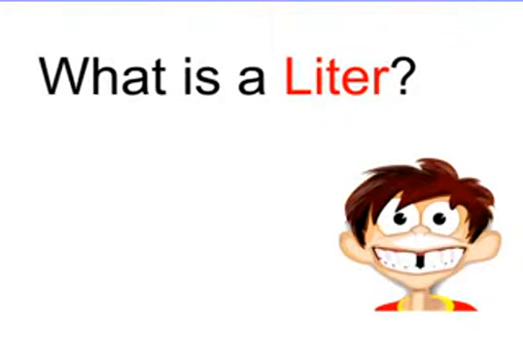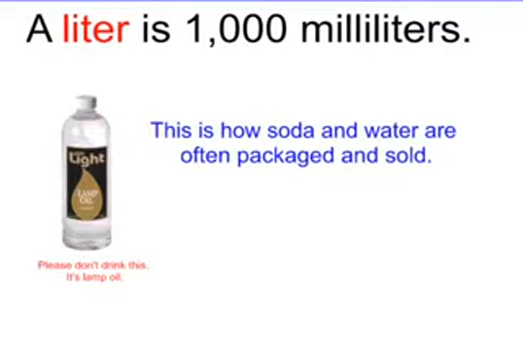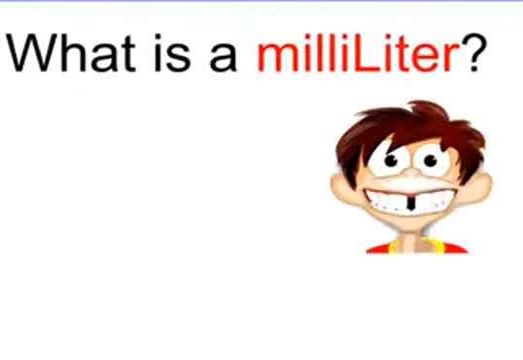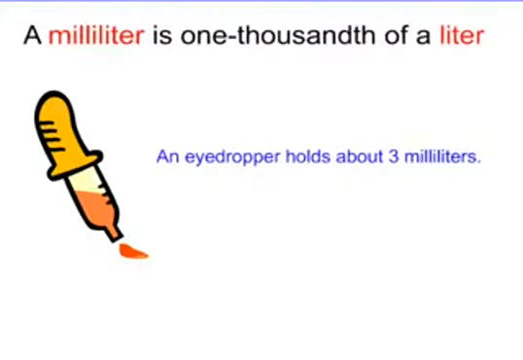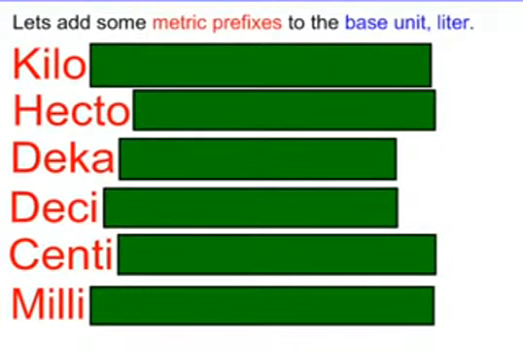So what is a liter? Well, when you're at the store and you've seen various beverages on the shelves, generally they come in liter bottles. And liters are used for capacity. Milliliters, which are 1/1000th of a liter, you can think of an eyedropper. And depending on the size of the eyedropper, it can hold anywhere from 1 to maybe 10 milliliters.